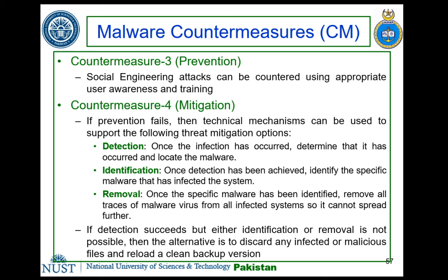Countermeasure 3 is also a preventive measure. The third common propagation mechanism, which targets users in a social engineering attack, can be countered using appropriate user awareness and training. This aims to equip users to be more aware of these attacks and less likely to take actions that result in their compromise.